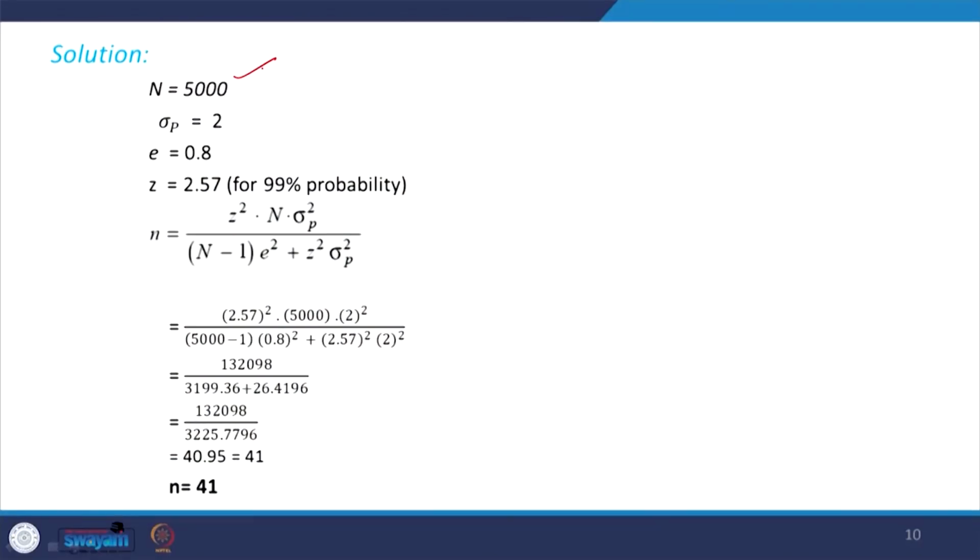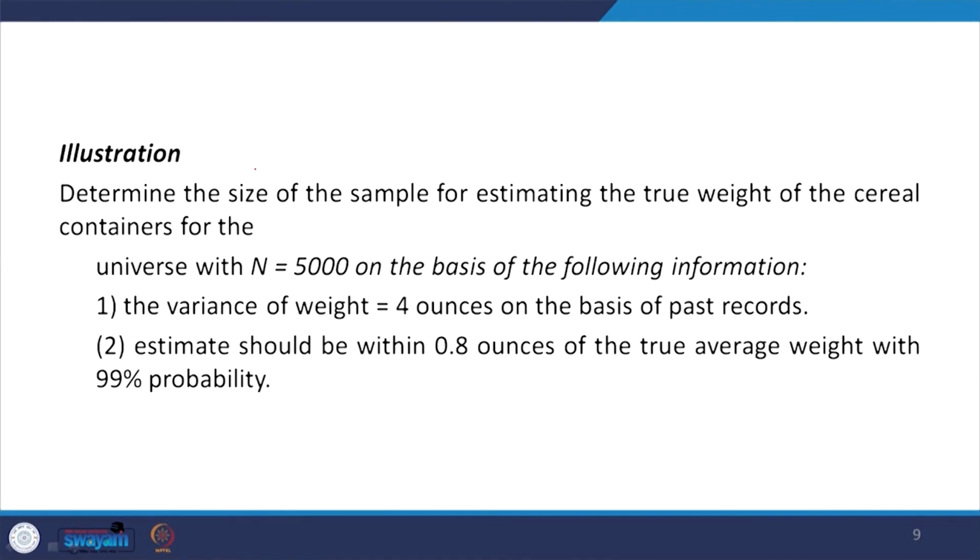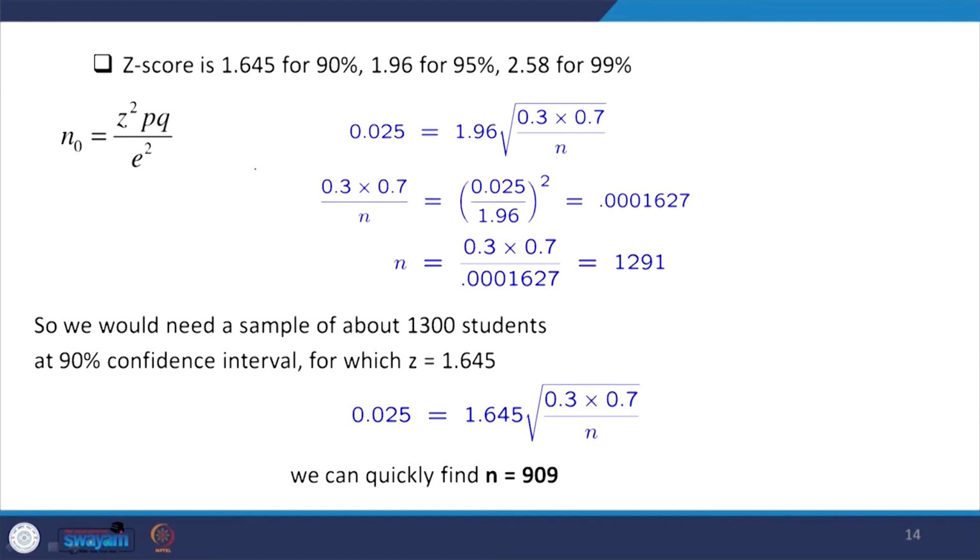Now N, the population size, is given, and the population variance is 4, so the standard deviation will be 2. The margin of error we have already defined, that is 0.8. The Z value for the 99% level of confidence, if you go by the Z table, will give you a value of 2.57. Let me show you here. For the Z table, for the 99% level it is 2.58, for 95% it is 1.96.